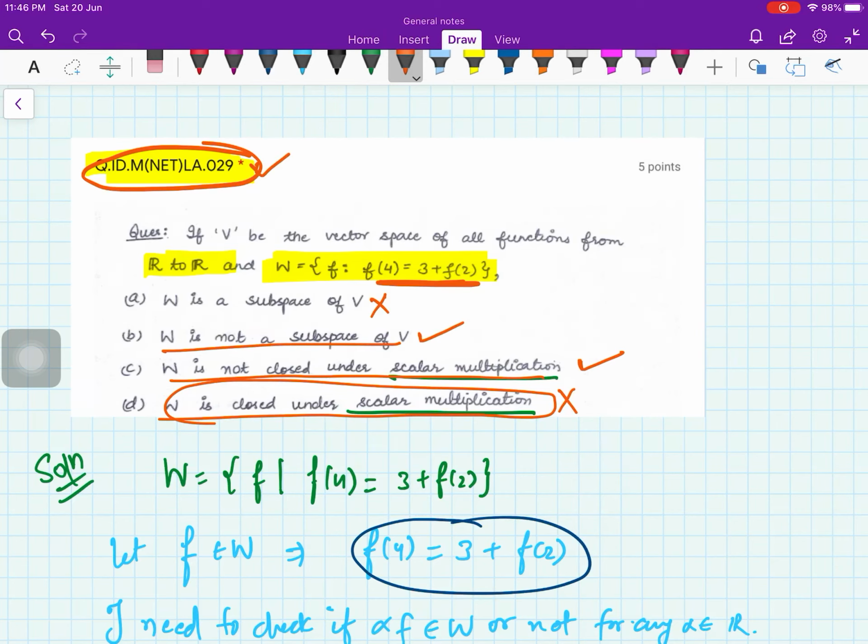So you see, this is a very simple question. The only thing is you should know the concept of what is a vector subspace. Simple questions are asked in most of the competitive exams.